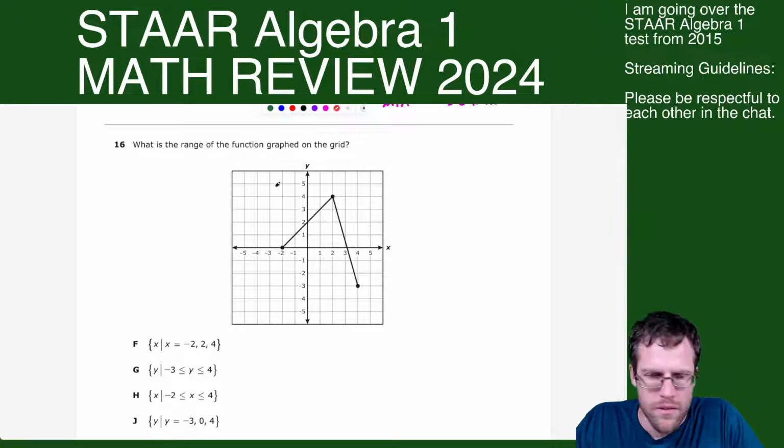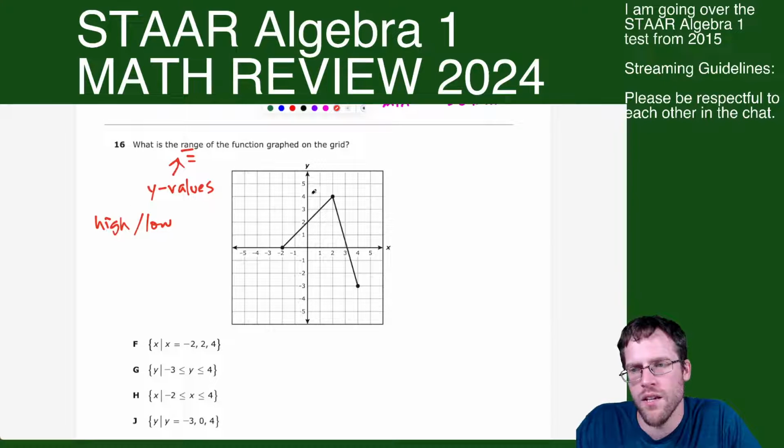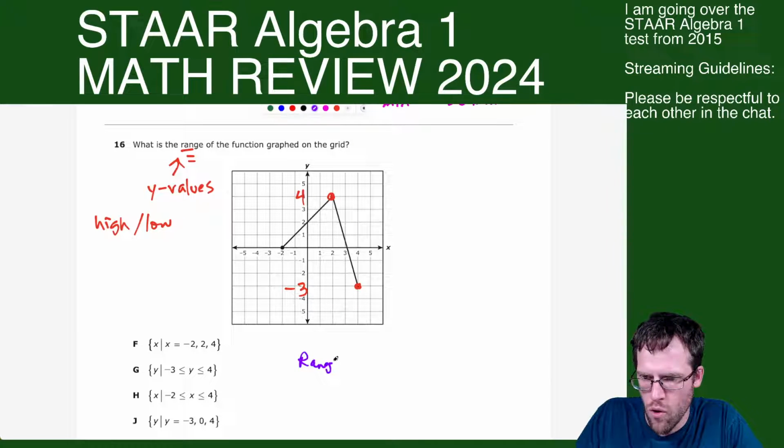Let's see here. What is the range of the function shown on the grid? The range is the possible y values. For this one, what I like to think of is the high and the low. The high point is here, and the y value at the high point is 4. The low point is here at -3. So the range is the set of all the possible y values. The y values here go from -3 to 4.